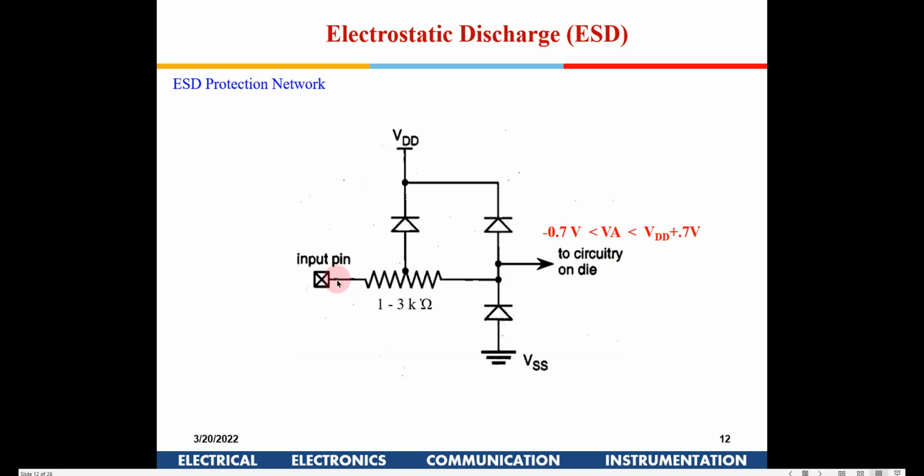Similarly, if it makes a negative spike, then this diode will get forward biased. The maximum voltage it can go to will be minus 0.7, because you have a diode here. So this particular circuit, in between the input and your actual circuit die, will ensure that the voltage range available here will be from minus 0.7 volt to VDD plus 0.7 volt. Is the operation of this circuit understood by all of you? Is it okay? Okay.